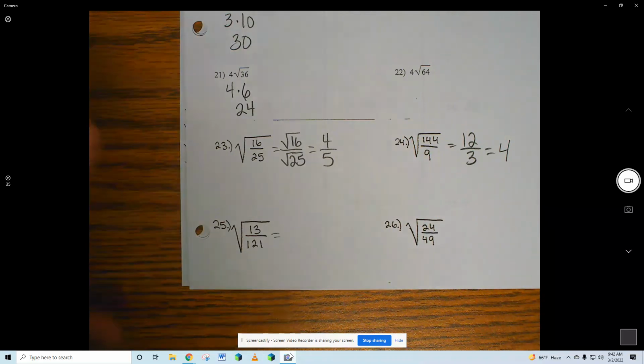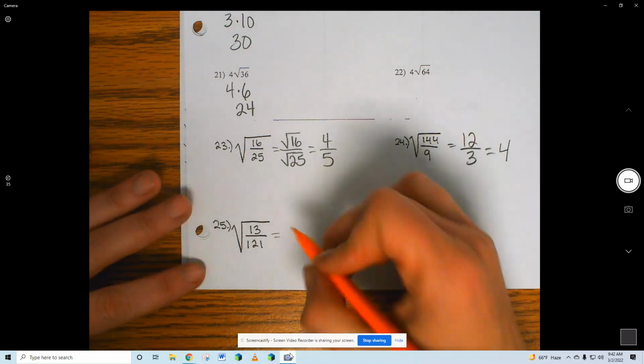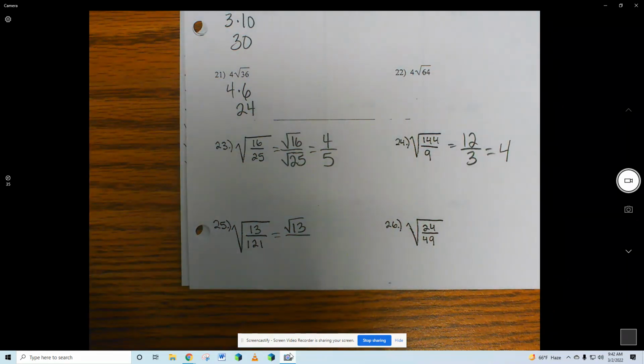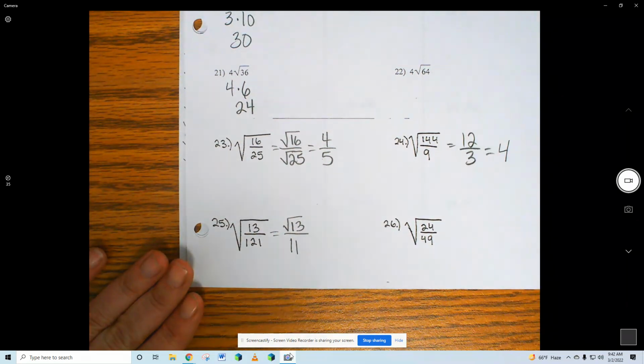25. The square root of 13 is nothing. But what's the square root of 121? 11. So that's fine.